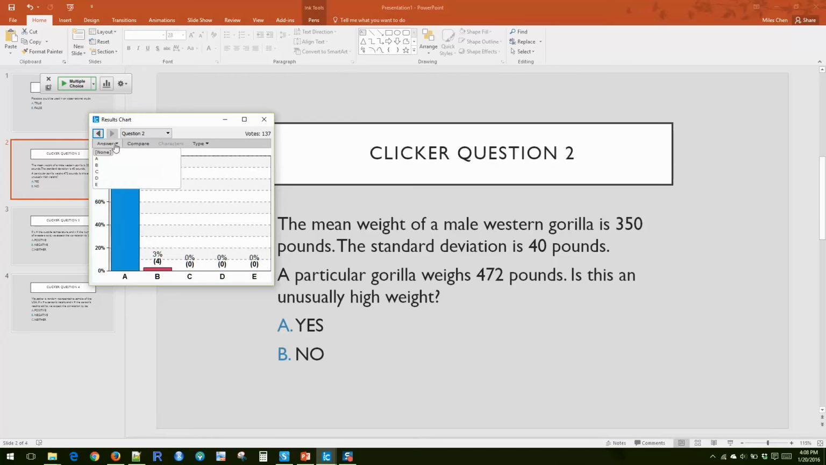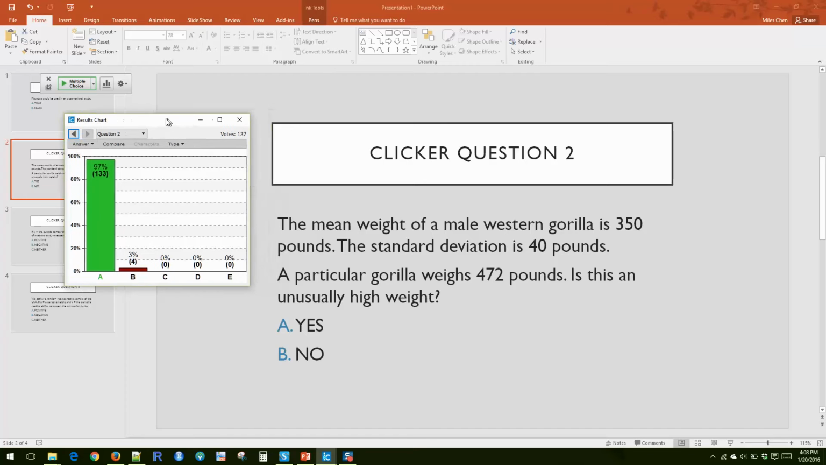All right, and then indeed that is the correct answer. Because 472 would be 122 pounds over the mean. 122 pounds would be over 3 standard deviations away from the mean. So that is definitely unusual. And we would just say, in general, anything over 2 standard deviations can be considered unusual. Anything over 3 standard deviations would be highly unusual. Okay. So there we go.